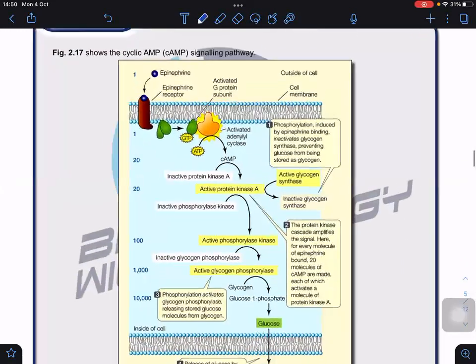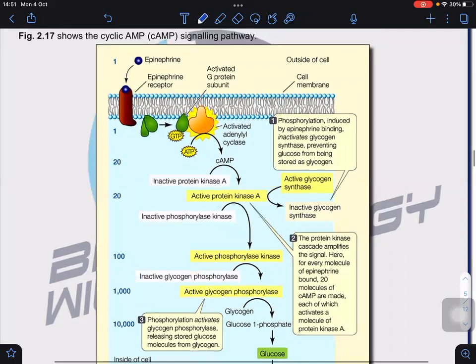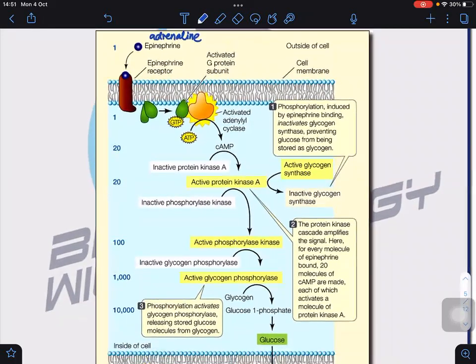Now look at this diagram. Complicated, right? But don't worry. At this moment, you just need to know the brief version first. First, we have this GPCR, which is the epinephrine receptor. Epinephrine, another name is adrenaline. Adrenaline is the fight and flight hormone.